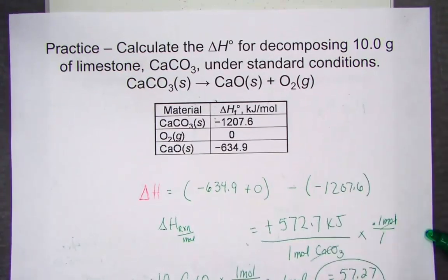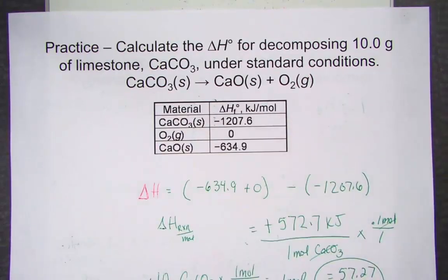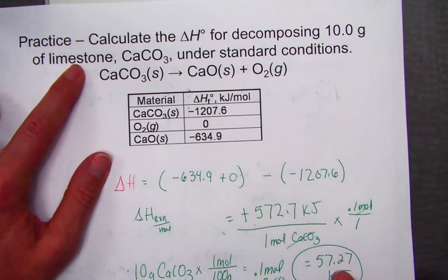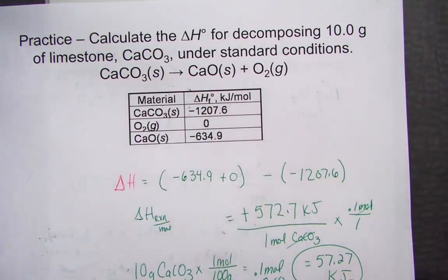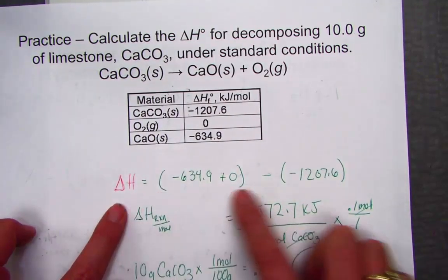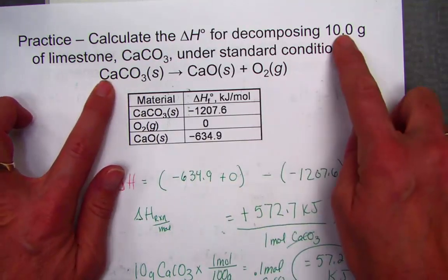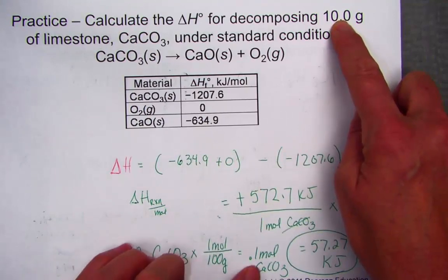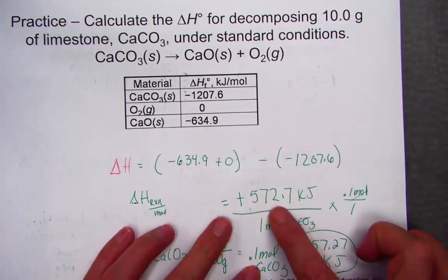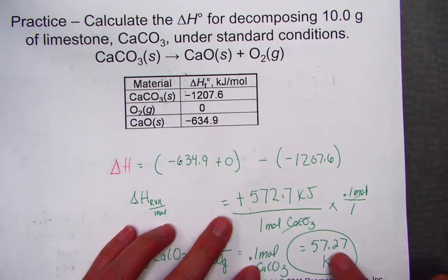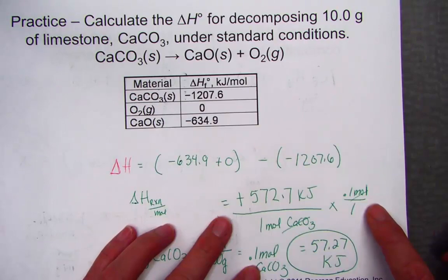Decomposition is an endothermic process. It takes energy to force limestone to decompose. If I had 10 grams of limestone, I would have to put in 57.27 kilojoules of heat energy to force its decomposition. Again, we solve for delta H. Notice it's for every 1 mole of the reactant. We then converted the 10 grams into a mole and decided 572.7 kilojoules for every 1 mole would be 57.27 if I had only 0.1 mole.